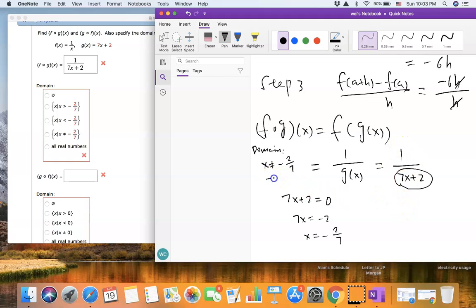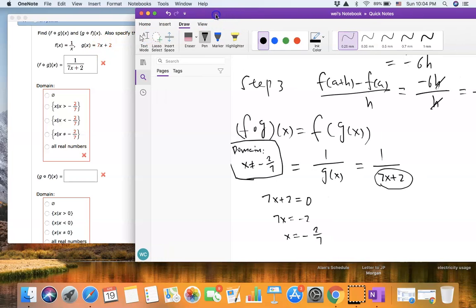Okay, but we're not finished yet. We're not finished yet because when we're looking for the domain of a composite function, we also have to consider the domain of the inner function. In this case, our inner function is g(x). So we want to look at what is the domain of this function g(x). And in this problem, g(x) is 7x plus 2.